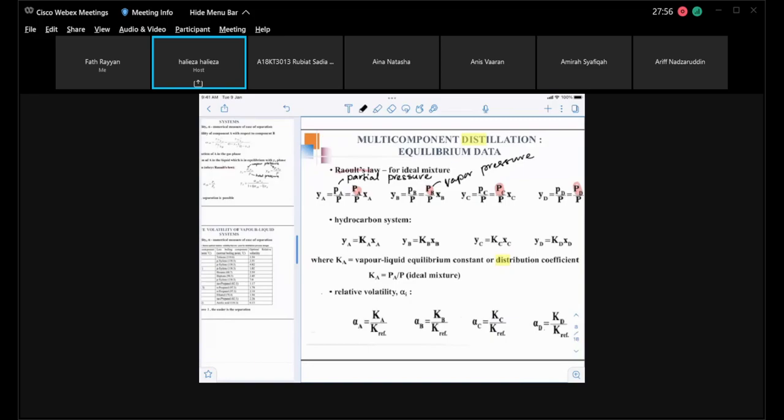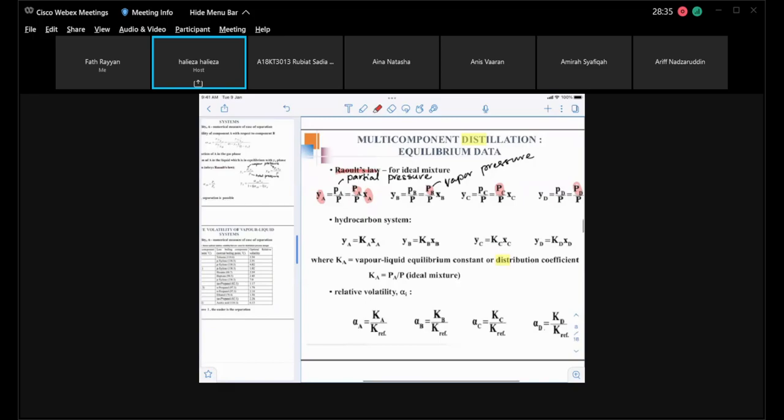Okay, so for example, for component A, that's in the vapor, and for the liquid that is in equilibrium with that vapor, you calculate it using Raoult's law. The relationship is as shown here, where YA is equal to the vapor pressure of A divided by the total pressure times the mole fraction of the liquid that is in equilibrium with the vapor. So that's how you calculate the equilibrium relationship between Y and X of the same component, provided it is ideal.